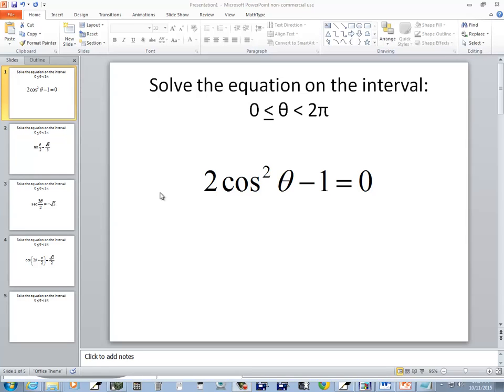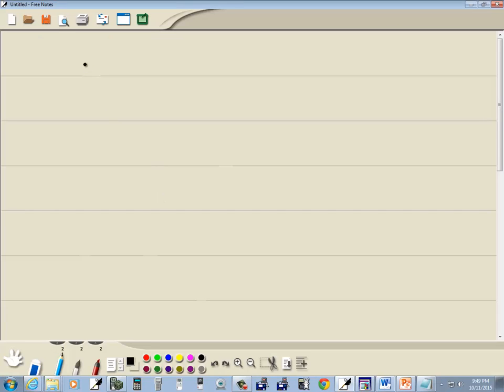Take a look at this problem. We want to solve the equation on the interval 0 to 2 pi. So we've got 2 cosine squared theta minus 1 is equal to 0. And we want to get cosine by itself, so we'll add 1 over first. So we've got 2 cosine squared theta is equal to positive 1.